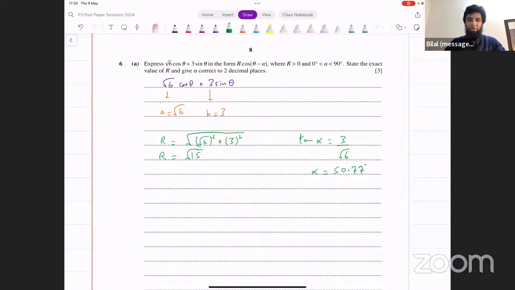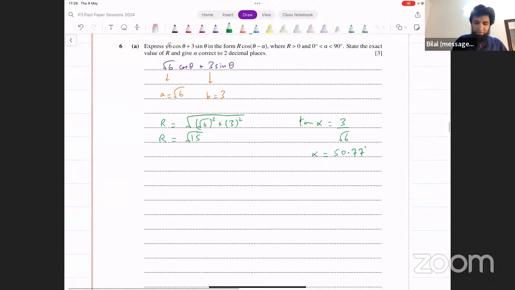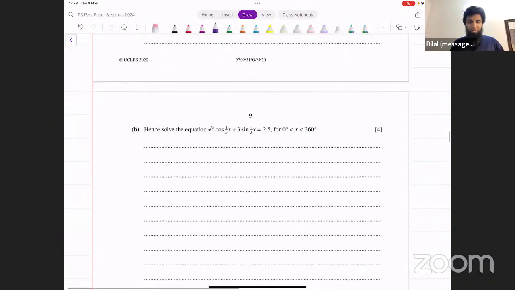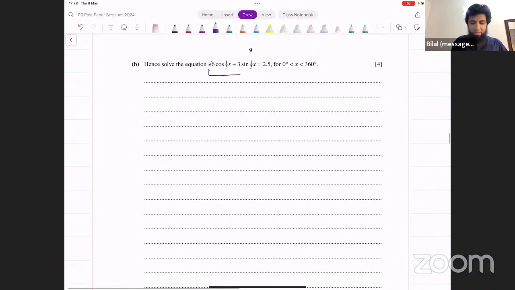Okay, let's move on to the second part of this. Now that you've got the values of R and alpha, all you have to do is put them here. R is under root 15, and then you have cos of theta minus 50.77. That's the form that they wanted you to convert it to. Now let's move on. It says, hence solve this equation. Now, how is this equation relevant to the first part?